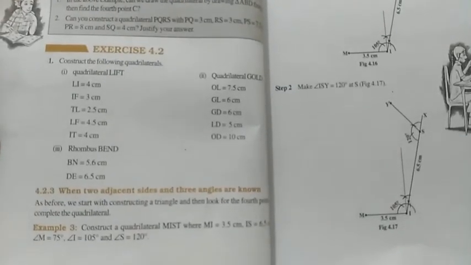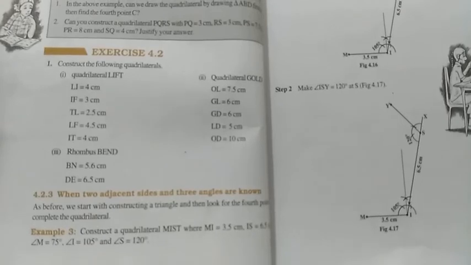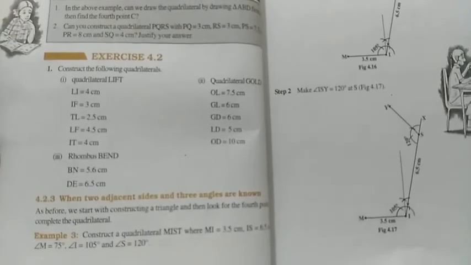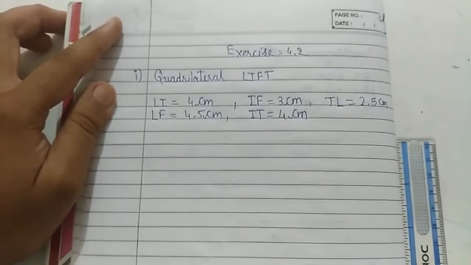So friends, now in exercise 4.2 we have to draw two quadrilaterals and one rhombus. So let me show how to draw this quadrilateral and rhombus. Here a quadrilateral LIFT is given, so we have to draw the quadrilateral LIFT.